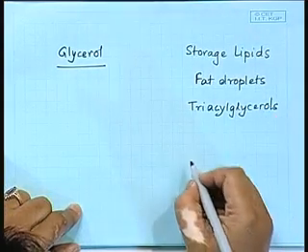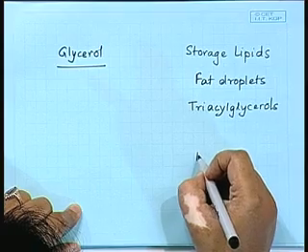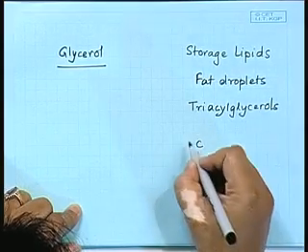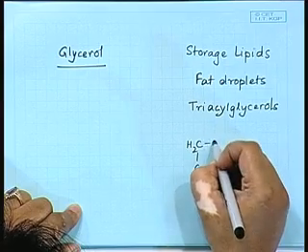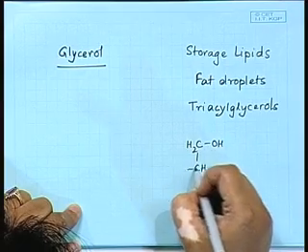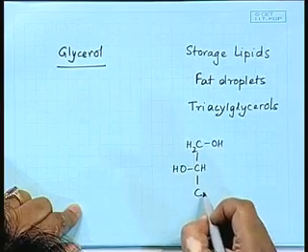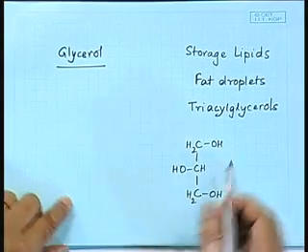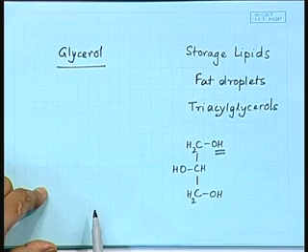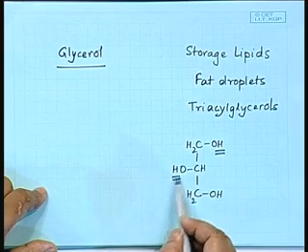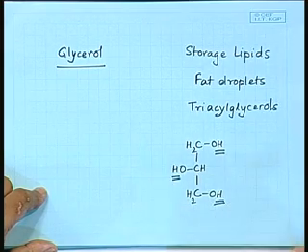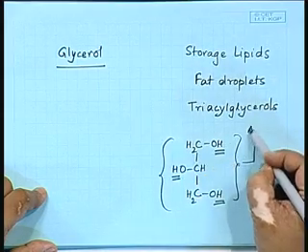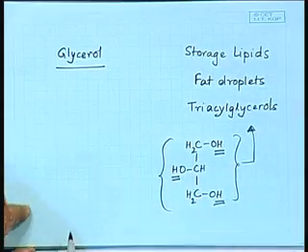What is the basic structure in this case? We have our 3 carbon glycerol, we have our OH, we have our OH, we have our OH, right. We have this replaced by a fatty acid, this replaced by a fatty acid, this esterified to a fatty acid. So, each of these esterified to a fatty acid is going to give our triacylglycerol.